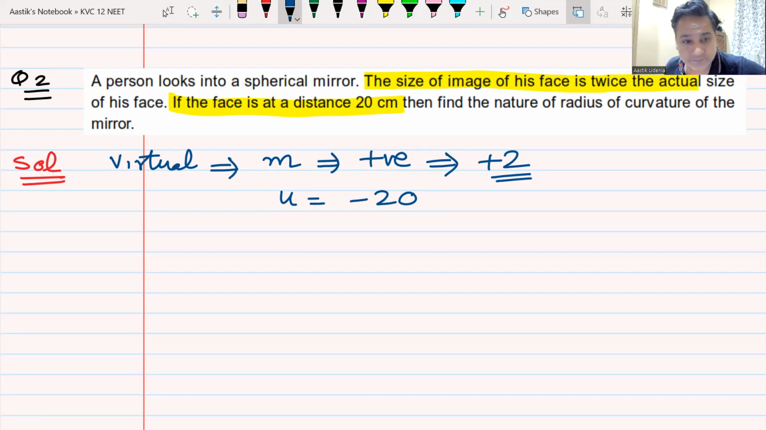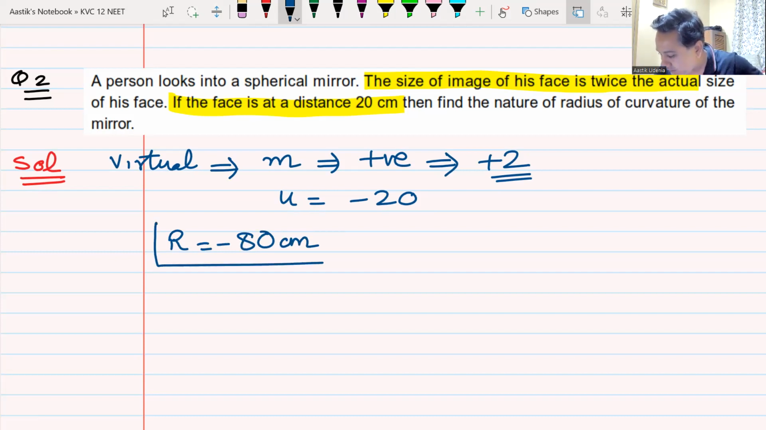Sir, 80. Well done. Radius of curvature is 80 centimeter. I must say correctly, it must be -80 centimeter because this is a concave surface. Do we understand this, everyone?